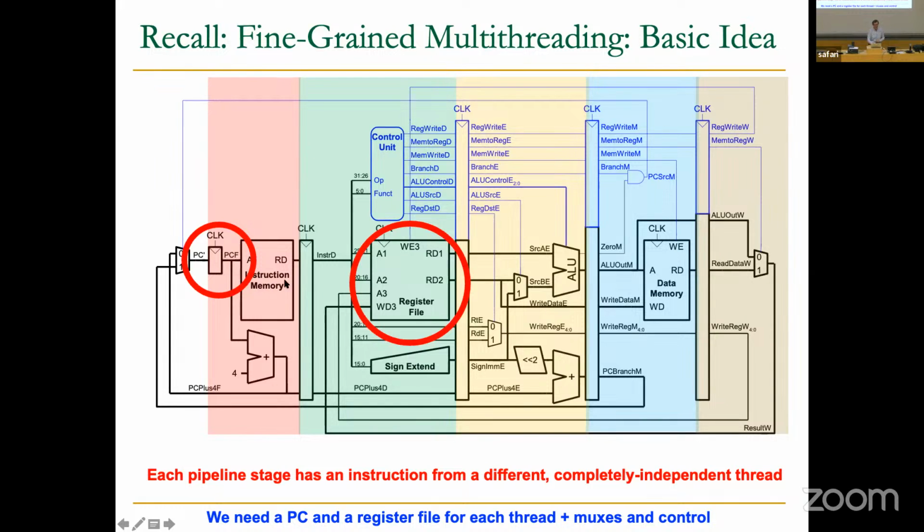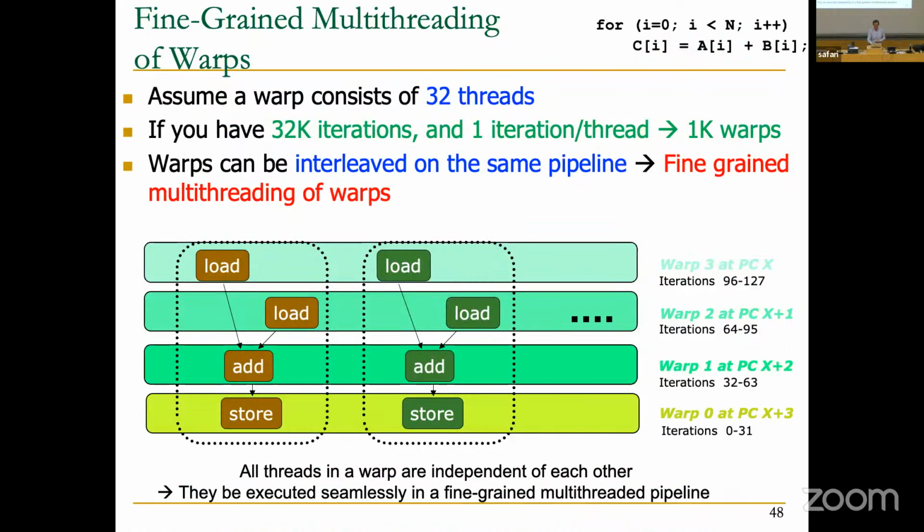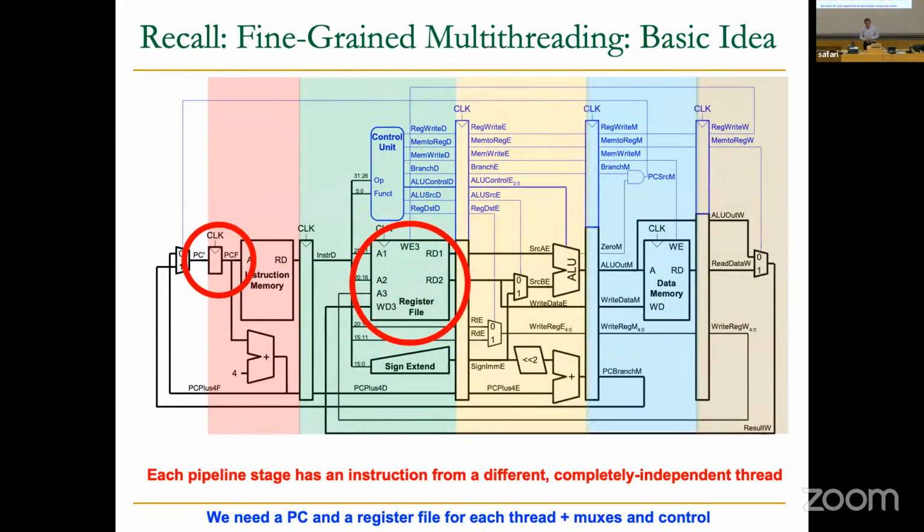Remember, each pipeline stage has an instruction from a different, completely independent thread. We've done that, right? This is the scalar pipeline. Multiple functional units are an example of pipeline, clearly. But basically, you essentially have different instructions from different threads. And then you happen to have multiple functional units, many of them, executed concurrently in a SIMD manner. That's the idea. Okay, so hopefully that's clear.